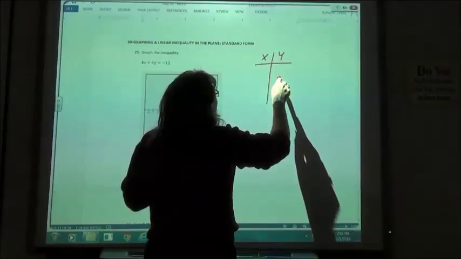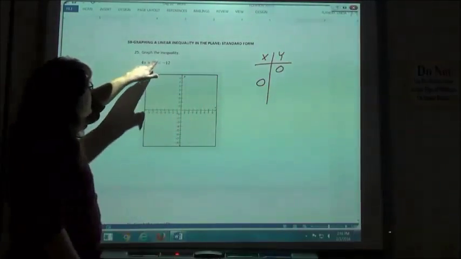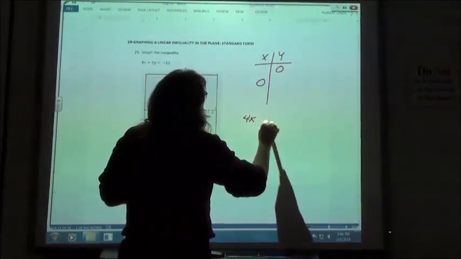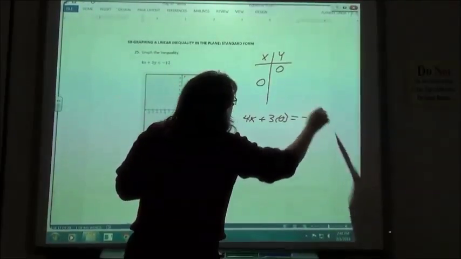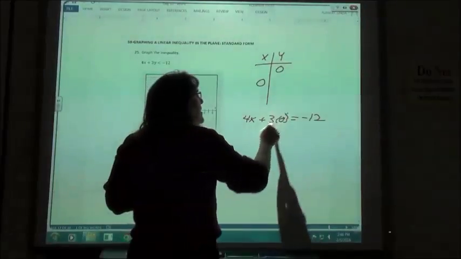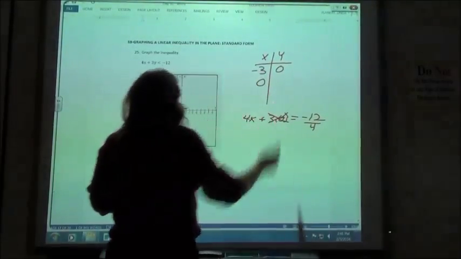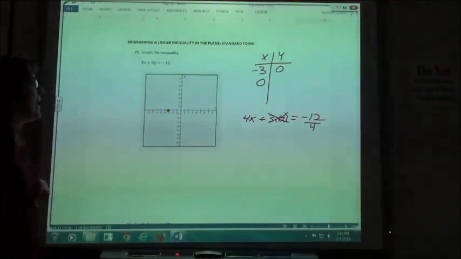So I'm going to put 0 in for y. Again, I'm going to pretend this is an equal. So I'm going to take 4x plus 3 times 0 equals negative 12. Again, when we do this, this is 0, cancels out. I divide by my 4, so negative 3 is my x-intercept. So I can put a dot on my x-axis at negative 3.